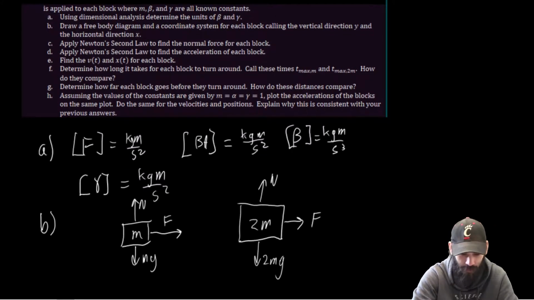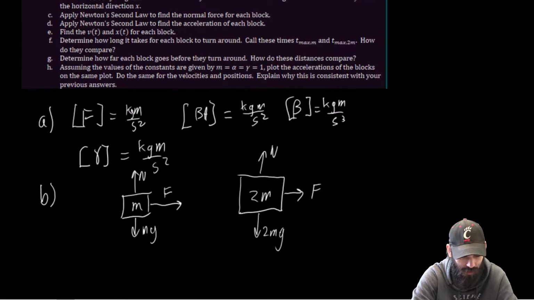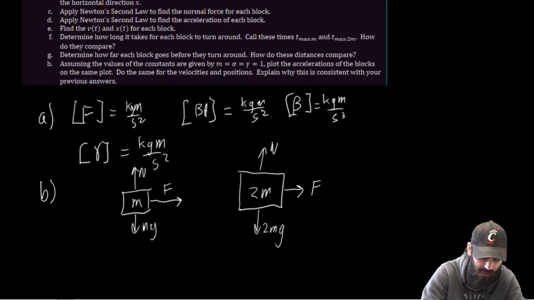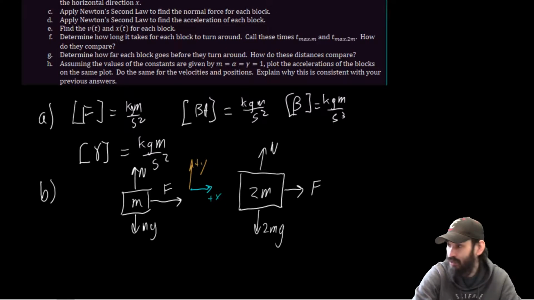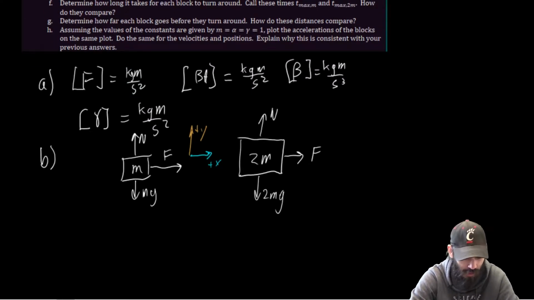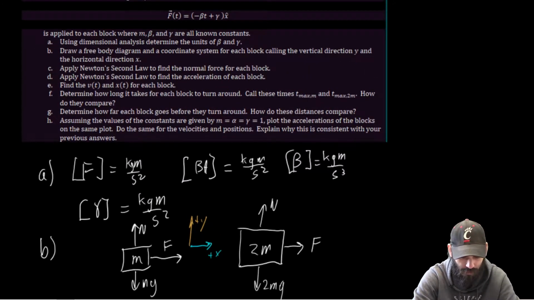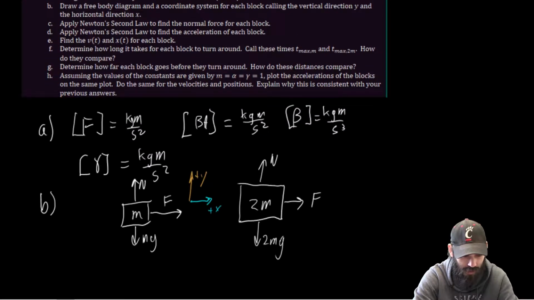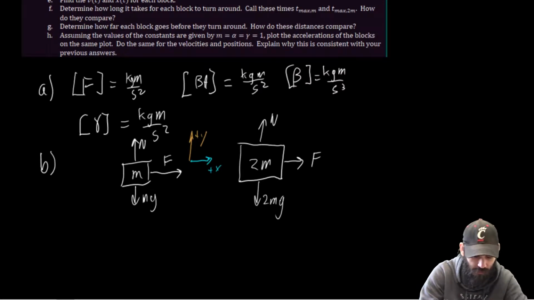Okay. So the next thing that we want to do, so for C, now that we have our free body diagrams, we want to determine what the normal force is for each object. And so let's go ahead and define a coordinate system for these. So I'm going to call this the plus x direction. I'm going to call this the plus y direction. Okay. So then when we're determining what the normal force is, we're just summing our forces in the y direction.